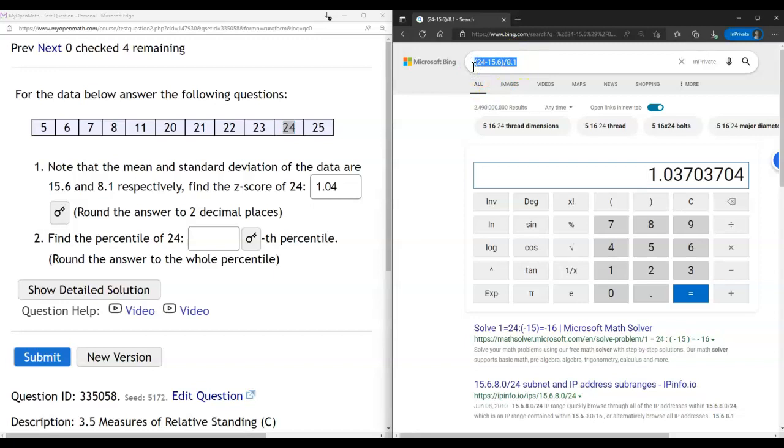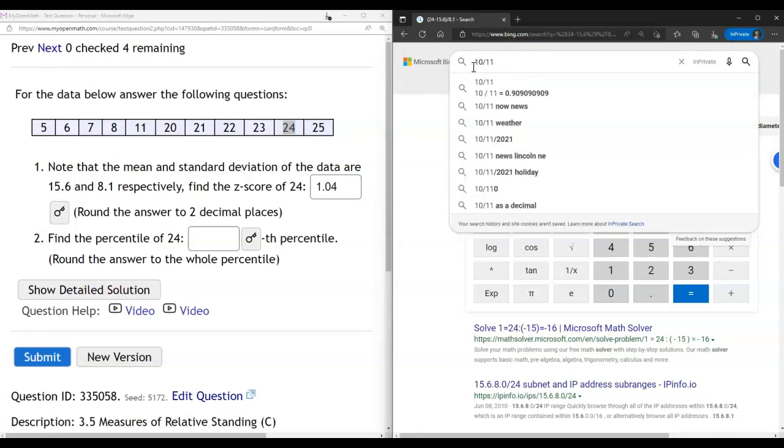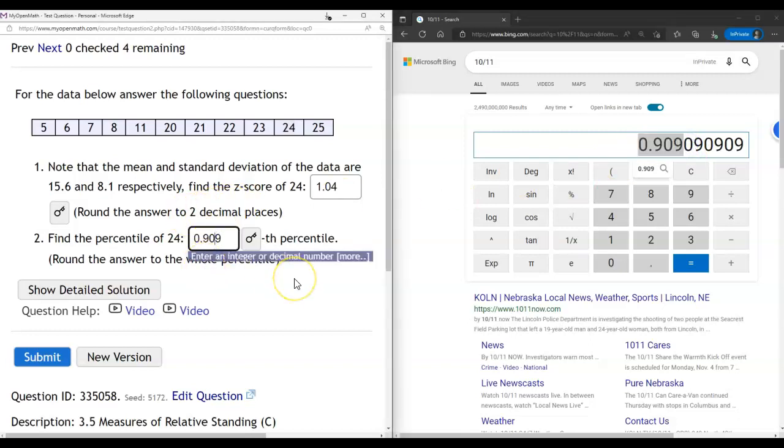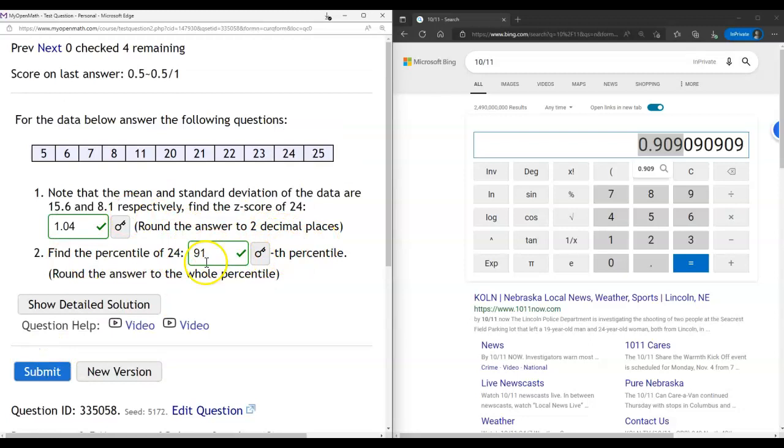To find its percentile, we can do 10 out of 11, multiply it by 100, which gives the percentage, and then round it to the nearest one, and that will be our percentile. So 24 is the 91st percentile. I guess the grammar is a little off here, but it's the fact. 24 is pretty high up there. So we submit this, and we got the right answer.